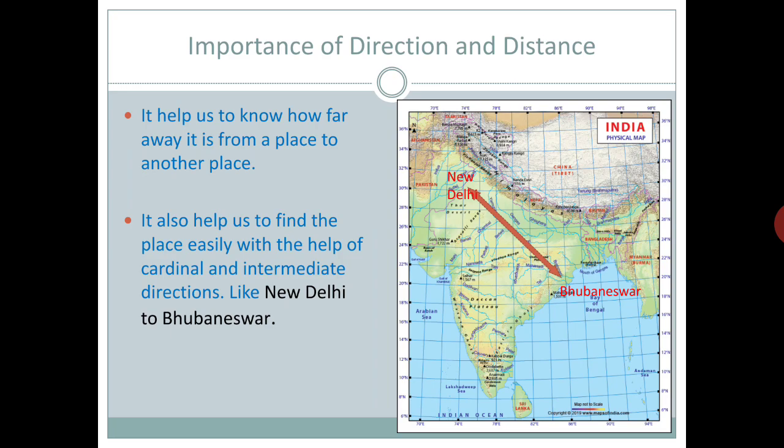From New Delhi to Bhubaneswar, in which direction is it located? From Delhi it is towards the south-east. It is not in the southwest or northwest, rather it is southeast.